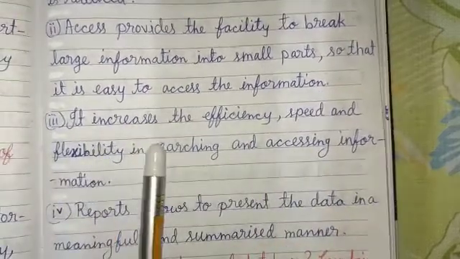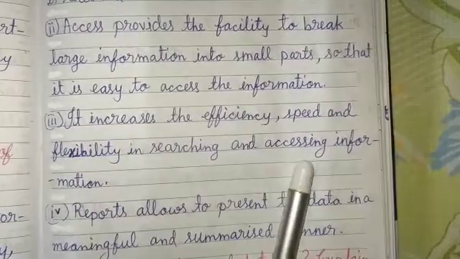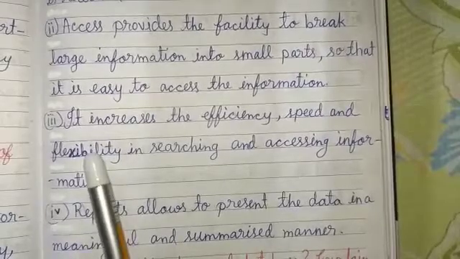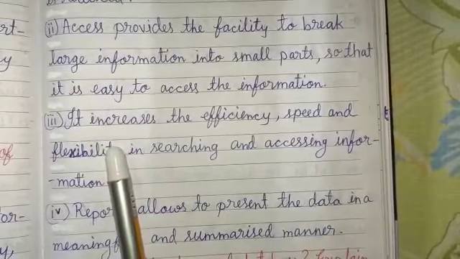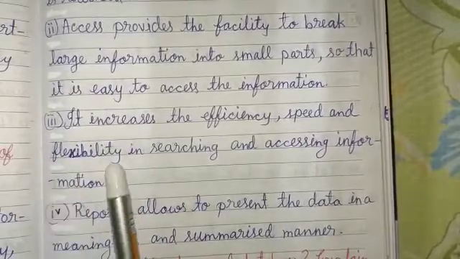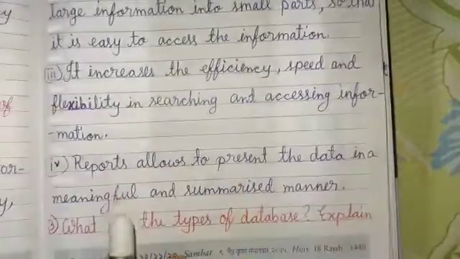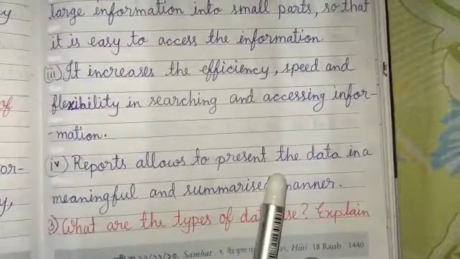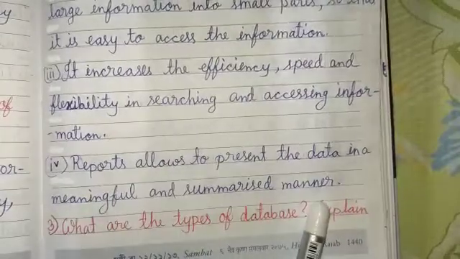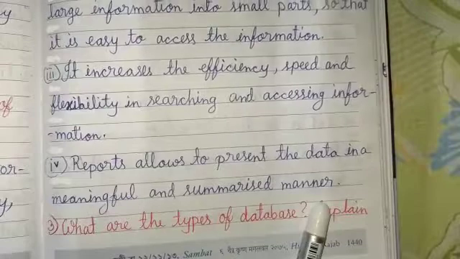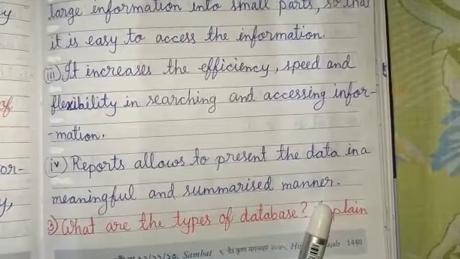Number 3, Access increases the efficiency, speed and flexibility in searching and accessing information. Number 4, Reports allow us to present the data in a meaningful and summarized manner.